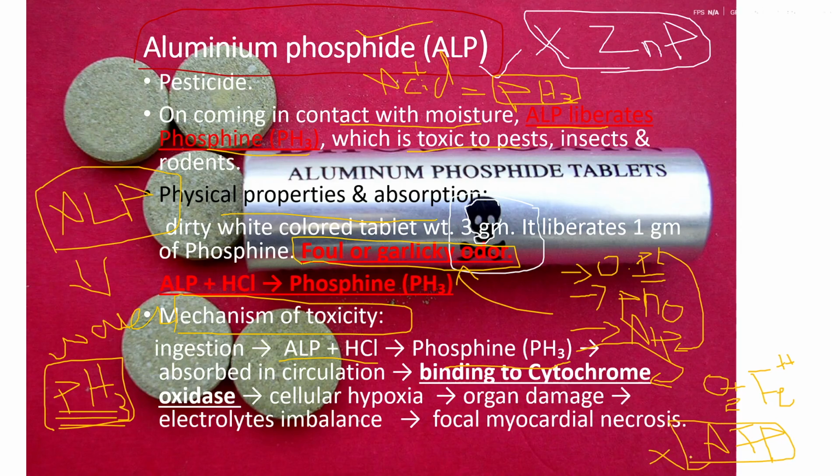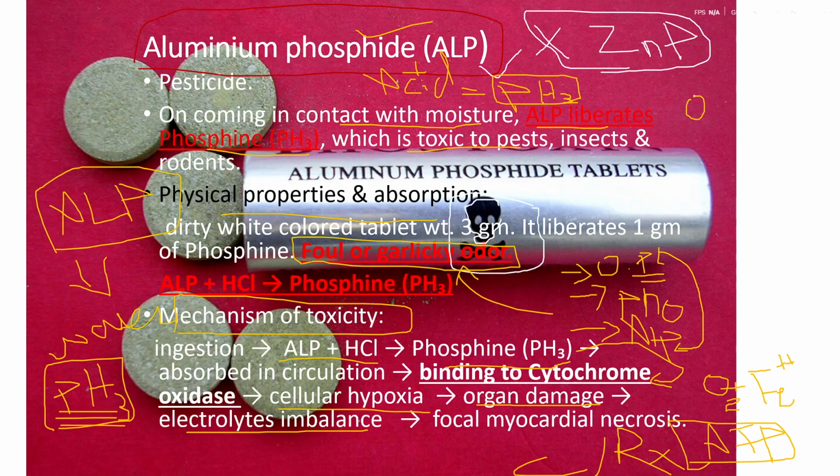Now, if that is stopped, it means cellular respiration is stopped. All of that occurs inside the cytochrome. Now, it will combine with cytochrome oxidase. Cellular hypoxia will occur and the organs will be highly damaged, along with electrolyte imbalance. So this is why it is highly used as a rodenticide.